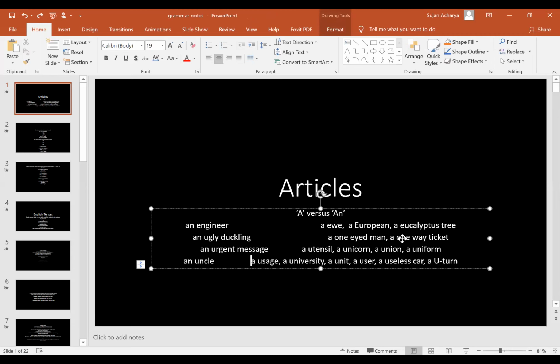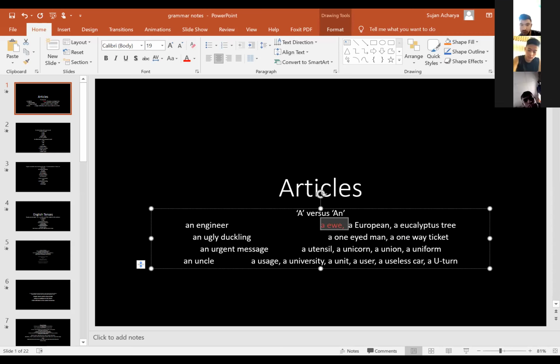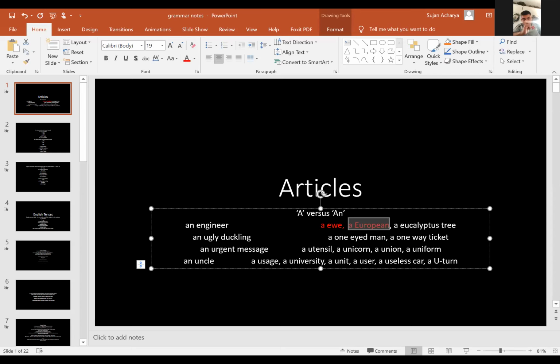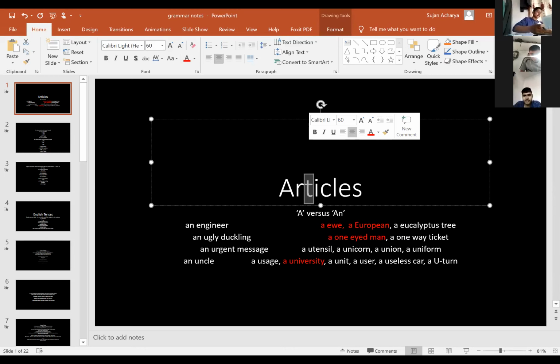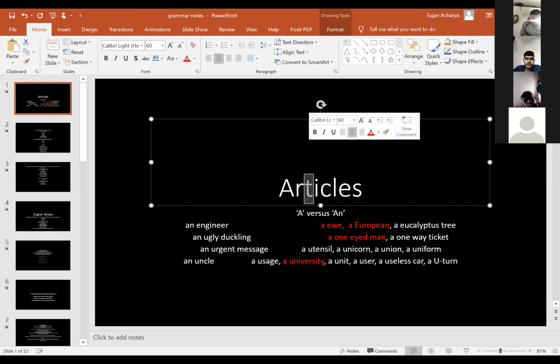Are you a European, a eucalyptus tree, a one-eyed man, a one-way ticket, a utensil, a unicorn, a union, a uniform, a usage, a university? Especially the question is asked, there are three important words like this. Are you a European? These have been frequently asked questions. A university. A one-eyed man. Got it? Shall we move on to the next page? Yes, sir.